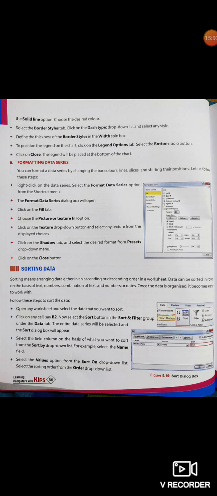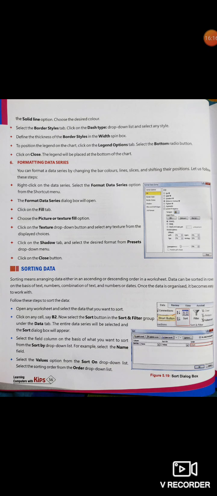Okay, so what does sorting mean? I think all of you know. Still, I am saying sorting means arranging the data either in ascending or in descending order in a worksheet. The data can be sorted in rows or columns on the basis of text, numbers, a combination of text and numbers, or dates, etc. Okay, why is sorting important? Because sorting makes the data organized, and when the data is organized, it becomes easy to work with.